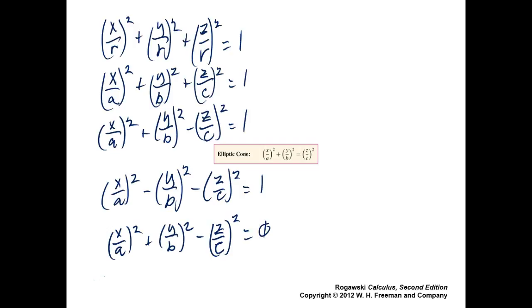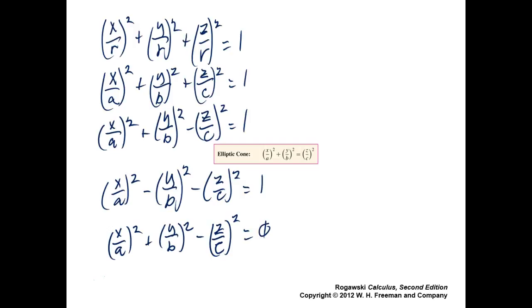This one, though, it's got to be. Okay. So this was a sphere, ellipsoid, a hyperboloid of one sheet, a hyperboloid of two sheets. This one has to go through the origin.